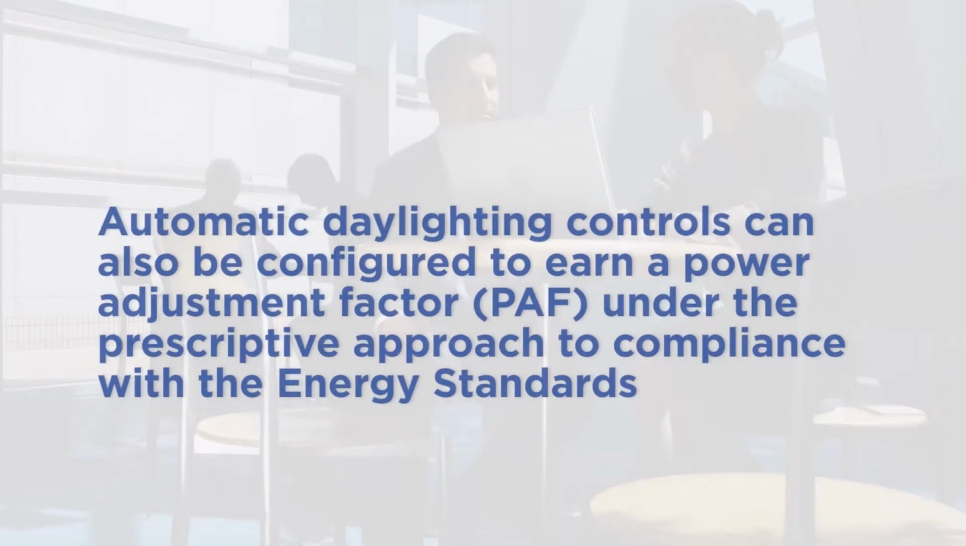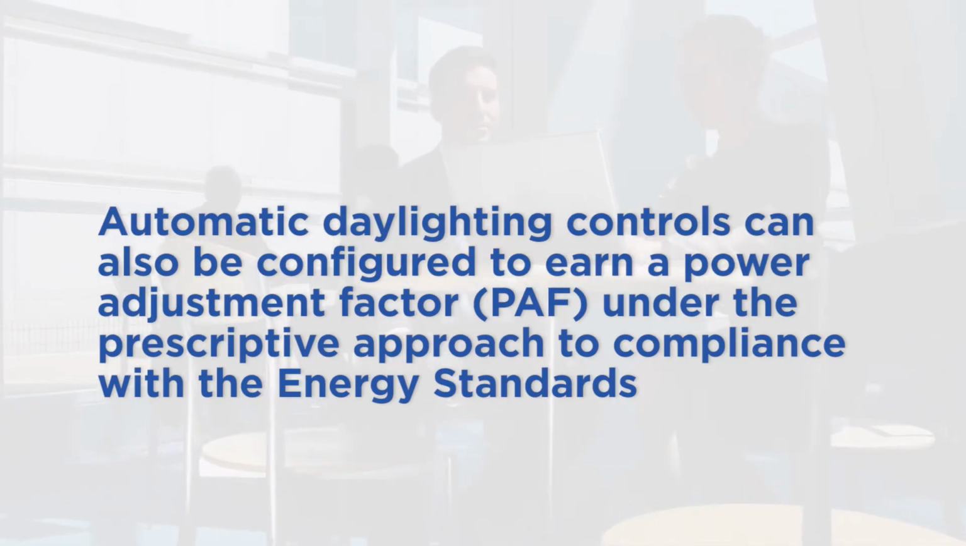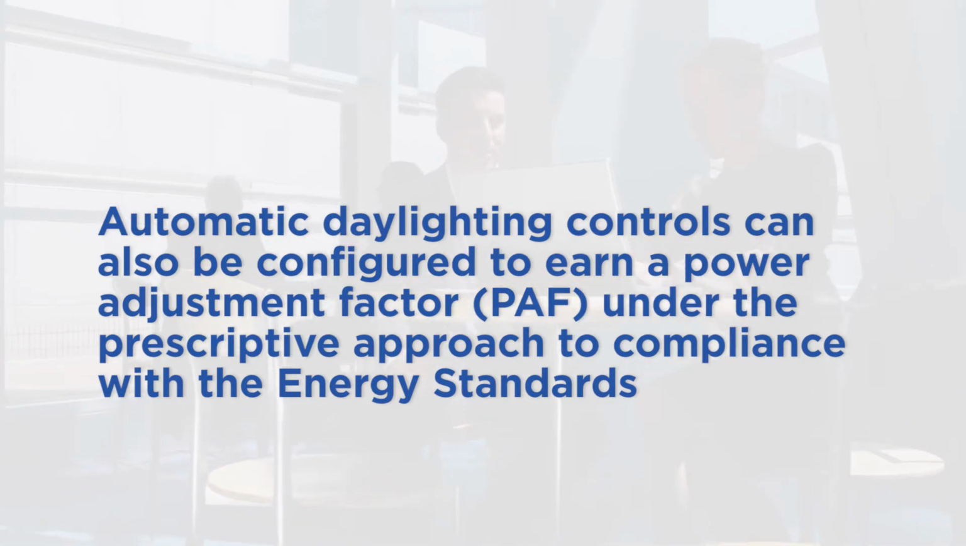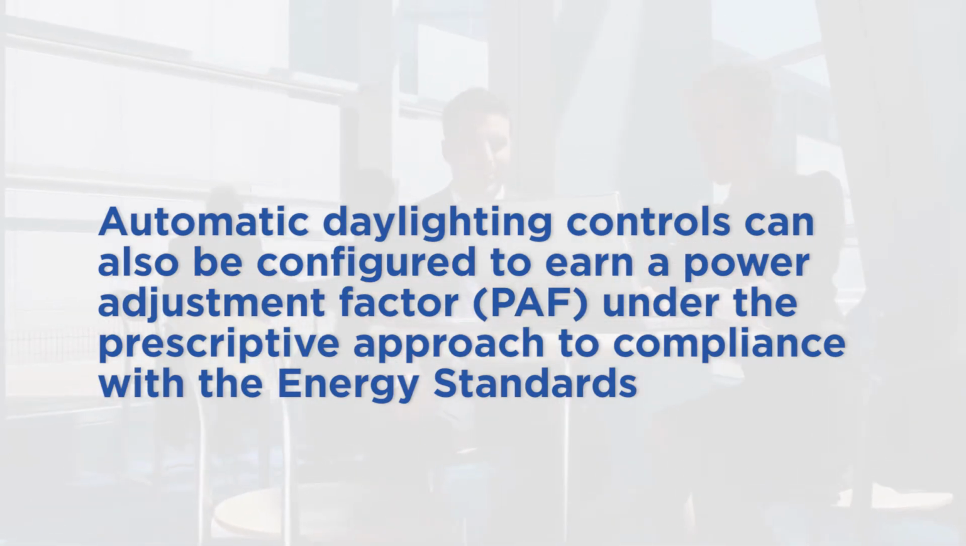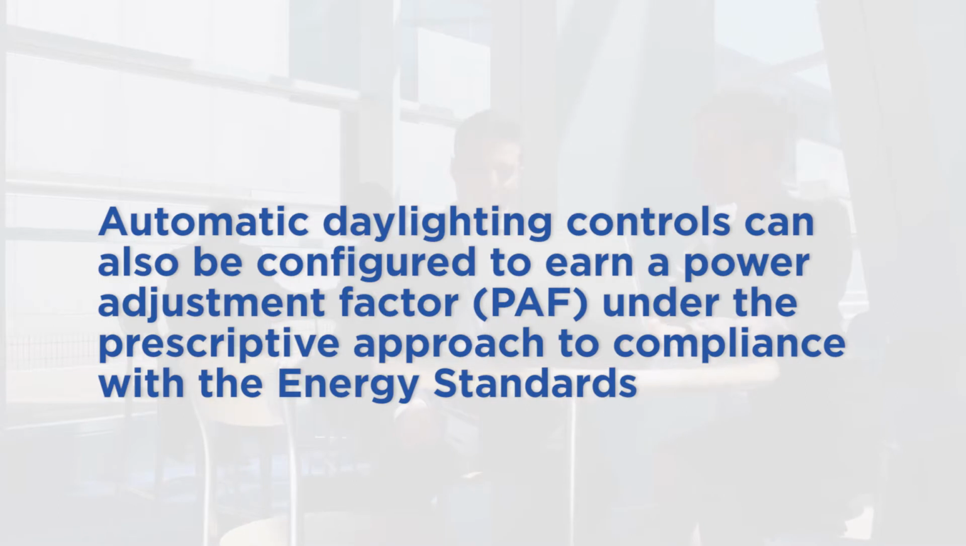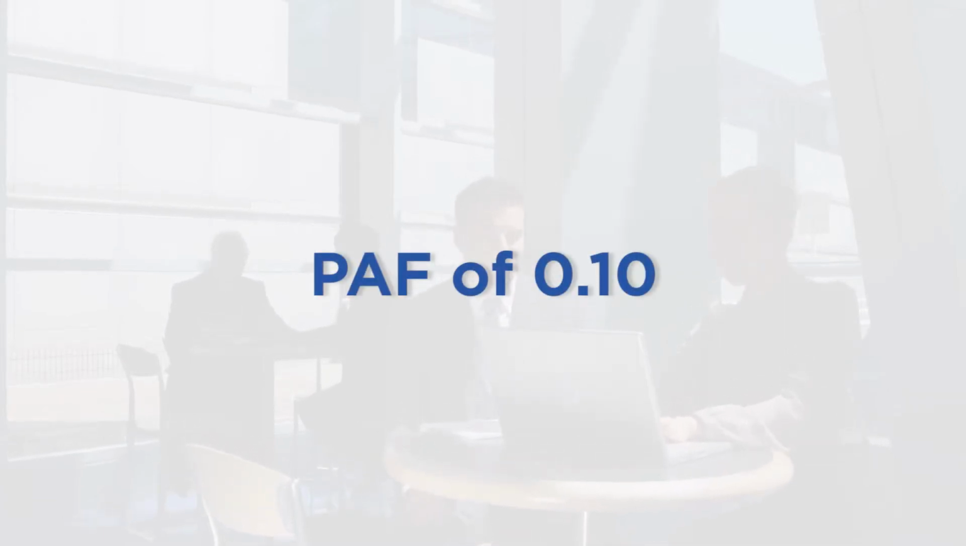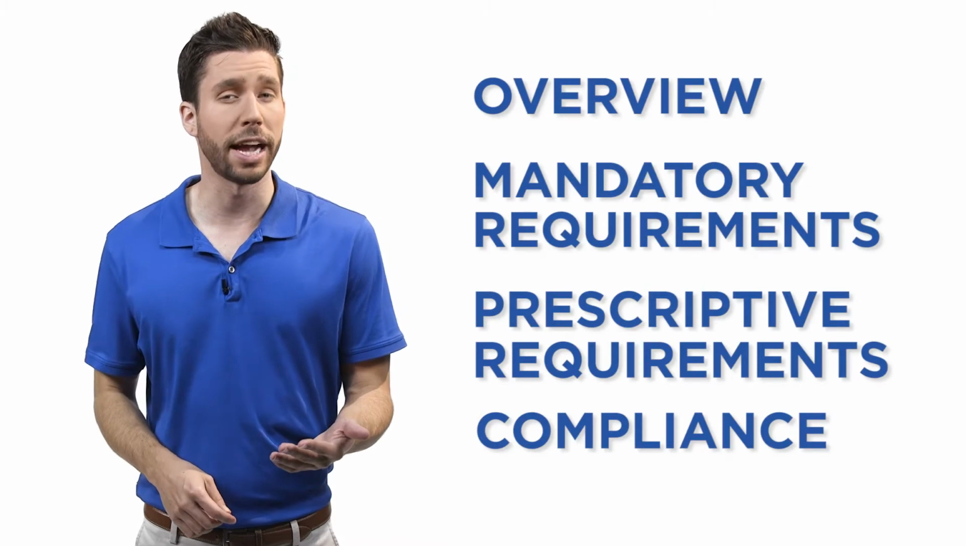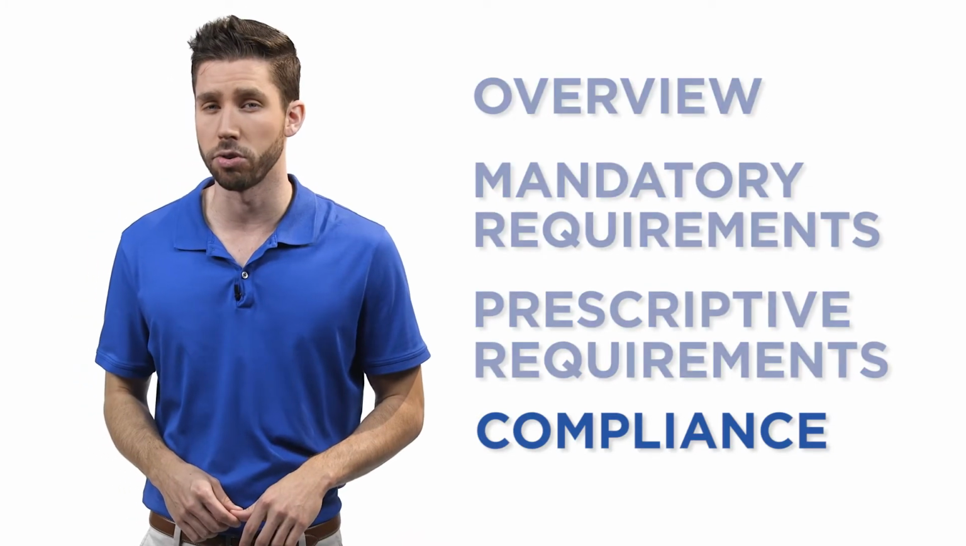Automatic daylighting controls can also be configured in such a way as to earn a power adjustment factor, or PAF, under the prescriptive approach to compliance with the energy standards. If automatic daylighting controls are configured to fully turn off all the lighting in a primary side-lit or skylit daylit zone, then the system qualifies for a PAF of 0.10. Now let's go over the compliance process for daylighting controls.